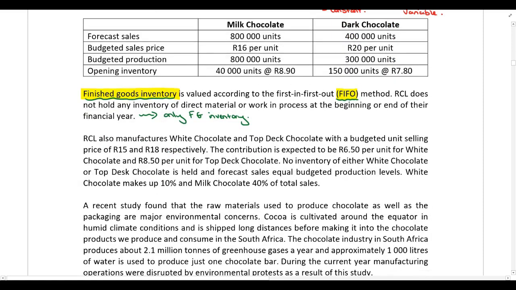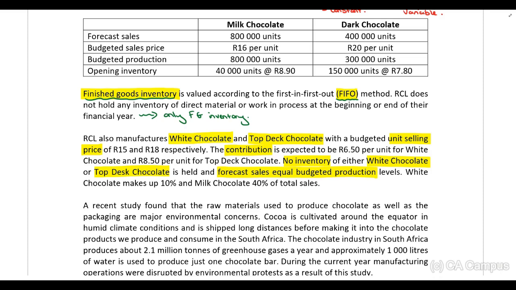Now, up until this point, we've only been given information relating to two of the products that they manufacture, milk chocolate and dark chocolate. Now you are told that RCL also manufactures white chocolate and top deck chocolate with a budgeted unit selling price of 15 Rand and 18 Rand respectively. The contribution is expected to be 6.50 Rand per unit for white chocolate and 8.50 Rand per unit for top deck chocolate. No inventory of either white chocolate or top deck chocolate is held, and forecast sales equal budgeted production levels.